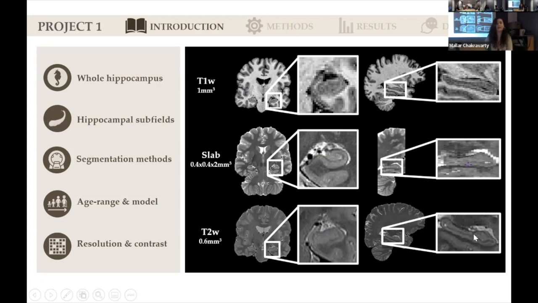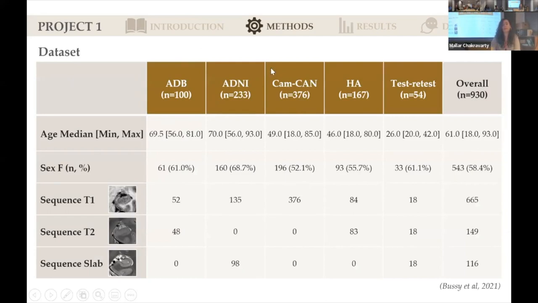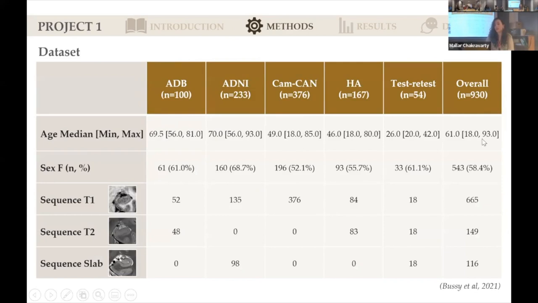So in the context of this project, we wanted to try to really look at these three main categories of scans to understand how we could characterize hippocampus better in the aging. So in order to do that, we used 5 data sets. 3 of them are from our own laboratory, and 2 of them are open access with ADNI and CAMCAN data sets. So overall, we had 930 scans with an age range between 18 and 93, about 58% of females.